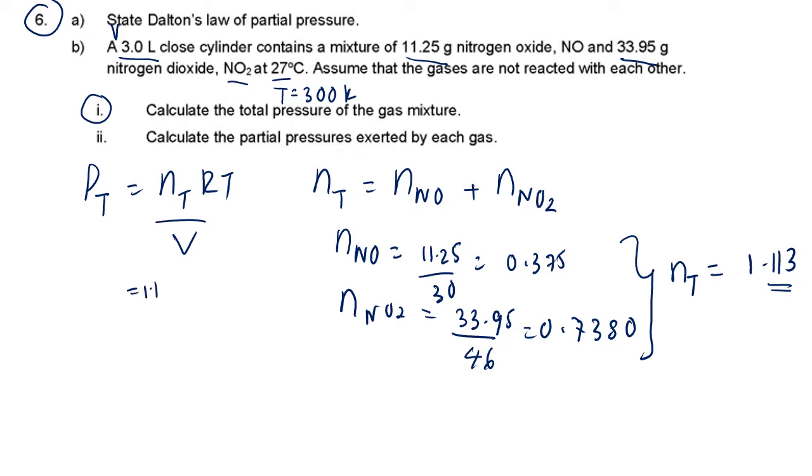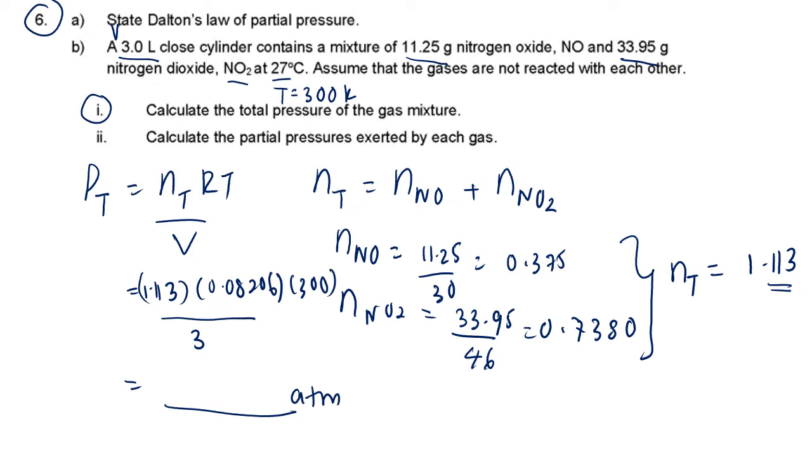Substitute the value into the formula. So 1.113 times R, 0.08206, times 300 Kelvin over volume 3 liter. So you will get the P total in atm. The value of P total is 9.13 atm. So this is for question B1.